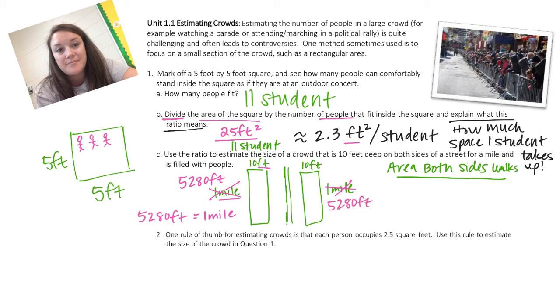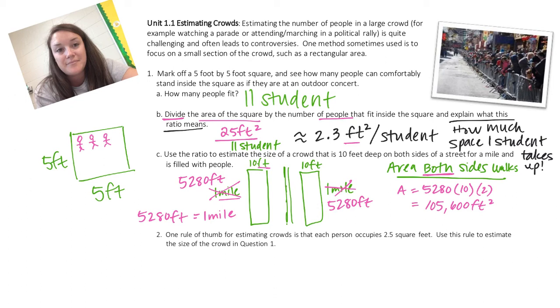All right, so I'm going to do area is the length, so 5,280 feet times the width, 10. And the important thing here is, how many sidewalks do we have? 2. So whatever the area of one is, I need to double it so that I get the area of both sidewalks. So that's going to give me 105,600 square feet of sidewalk that we're going to have.